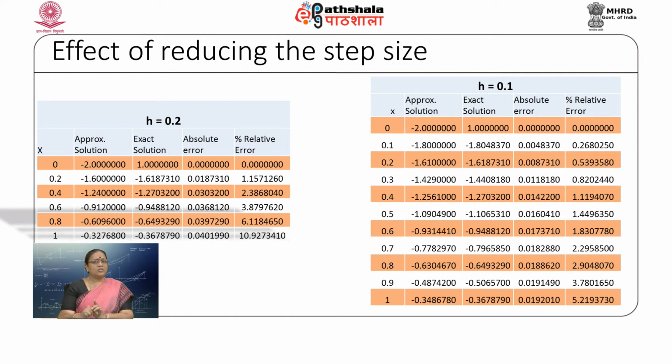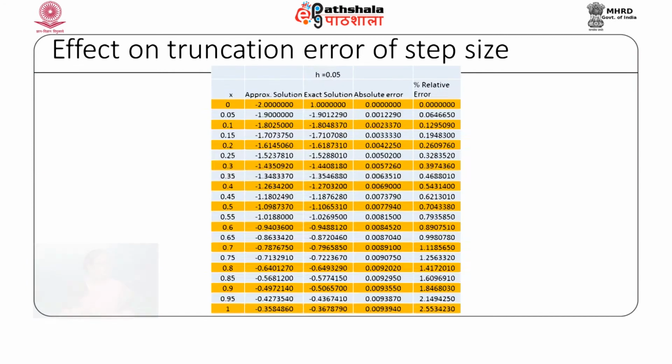See, as such the error is of the order of h square, but what happens is, because when we are adding and due to global truncation error, basically the error reduces only by the order of h.